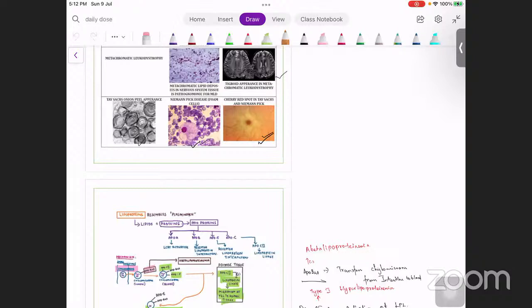Then you have omega-6 fatty acid, which is your gamma-linolenic acid, linoleic acid, and then arachidonic acid, which is a semi-essential fatty acid, and arachidonic acid is responsible for the synthesis of prostaglandin. Very, very important MCQ. Okay. Then you have the lipid storage diseases.